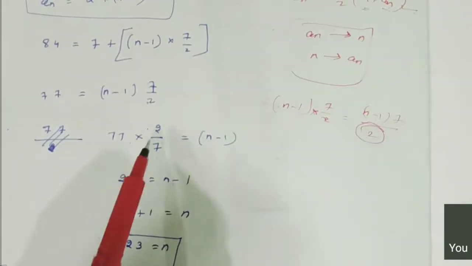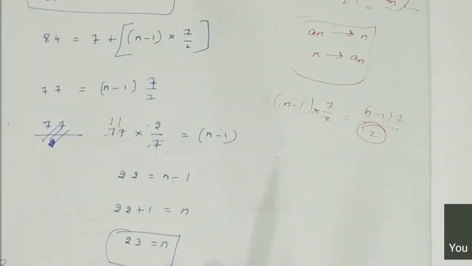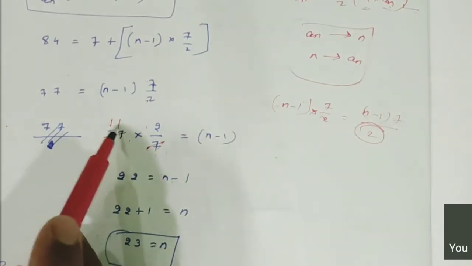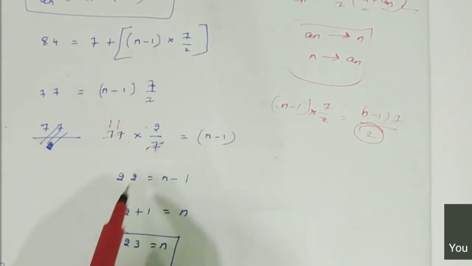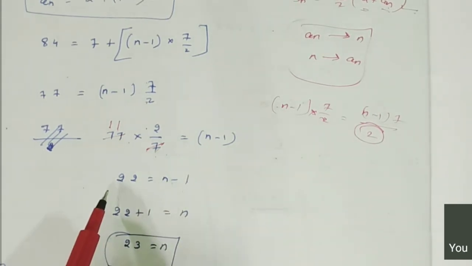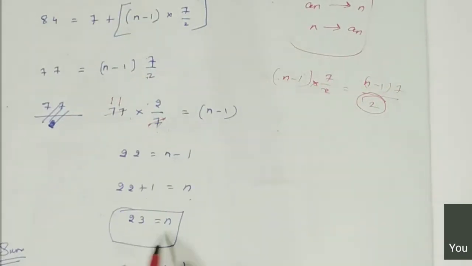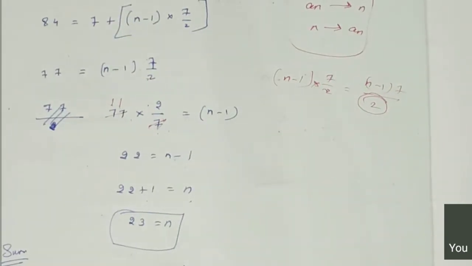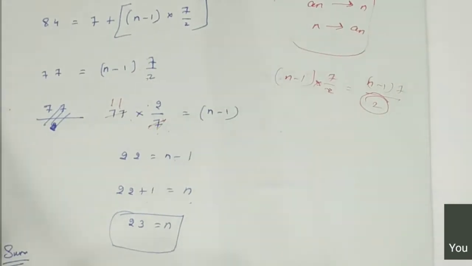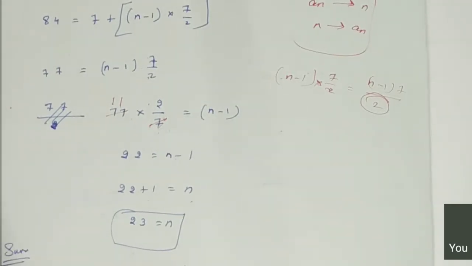Clear? Next, 1 sevens are 7. Clear? So we can cancel 77 and 7. Then remaining 11 into 2. So 11 into 2, 22 equal to n minus 1. Then we can transpose the minus 1 to the left hand side, it becomes plus 1. So 22 plus 1 is equal to n. Then n is equal to 23. Very clear? Okay. Now we have the a value, d value, n value, and an value. Which formula can we use to find the sum?